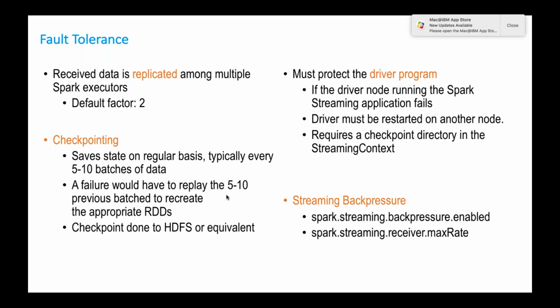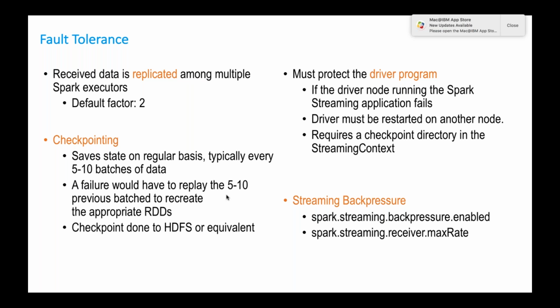Use the two parameter settings mentioned in the slide. One is the back pressure enable, and the second one is the receiver's max rate, to avoid these occasional spike scenarios, right? But at the end of the day, you need to give enough cluster resources to your Spark streaming application to handle your average volume of input data. Not only the input volume of data, but also what type of processing you are doing on top of the input to get the output. So that covers the fault tolerance topic.